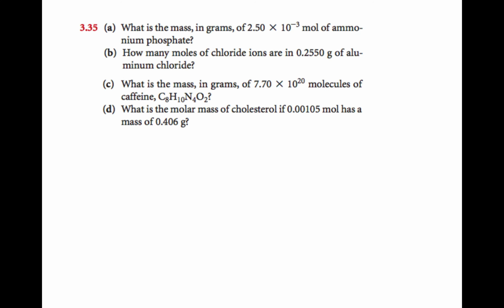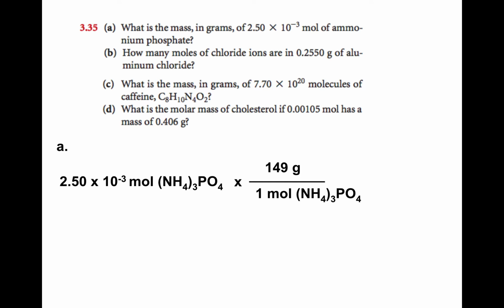What is the mass in grams of 2.5 times 10 to the minus 3 moles of ammonium phosphate? All right, so we're looking for a conversion factor to get out of moles. An obvious one is molar mass. So if we're given moles of ammonium phosphate, we can add up the atoms in the formula to get the molar mass and use that as a conversion factor to get to grams of ammonium phosphate. And that's what they wanted. So multiply across, the moles cancel, and you're left with grams.